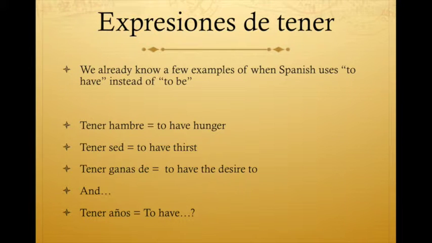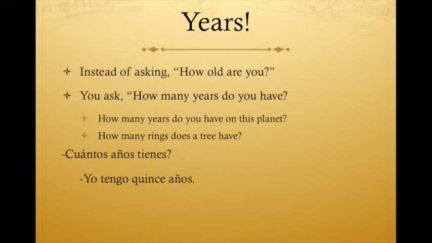We already know a few examples of when Spanish uses to have instead of to be. Usually in English we say I am hungry or to be hungry. In Spanish, we know that we say, I have hunger, instead of saying, I am hungry. Instead of saying, I am thirsty, we say, we have thirst in Spanish. And instead of to feel like doing something, we say to have the desire to, or tener ganas de. And then finally, we're going to learn a new one, which of course is tener años, which of course is to have age, or years.